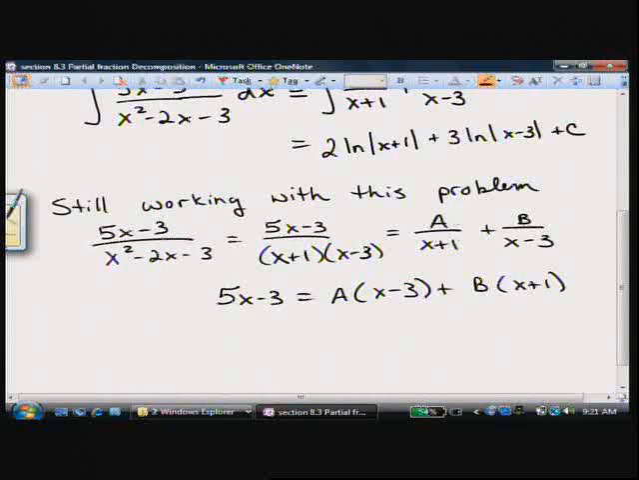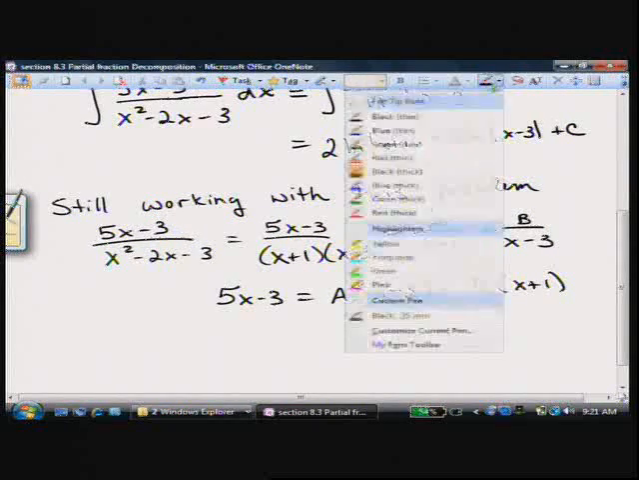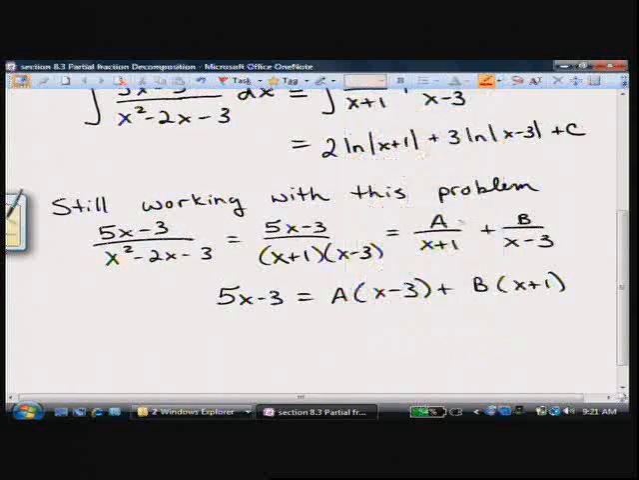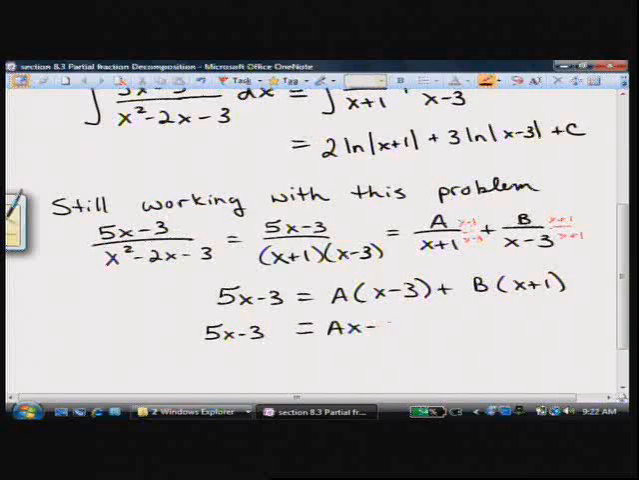And what you would do is multiply this one by x minus 3 over x minus 3, and you would multiply this one by x plus 1 over x plus 1. And then you can just set your numerators equal to each other. Okay? Then you can go through and distribute this out. So you have 5x minus 3 equals ax minus 3a plus bx plus b.